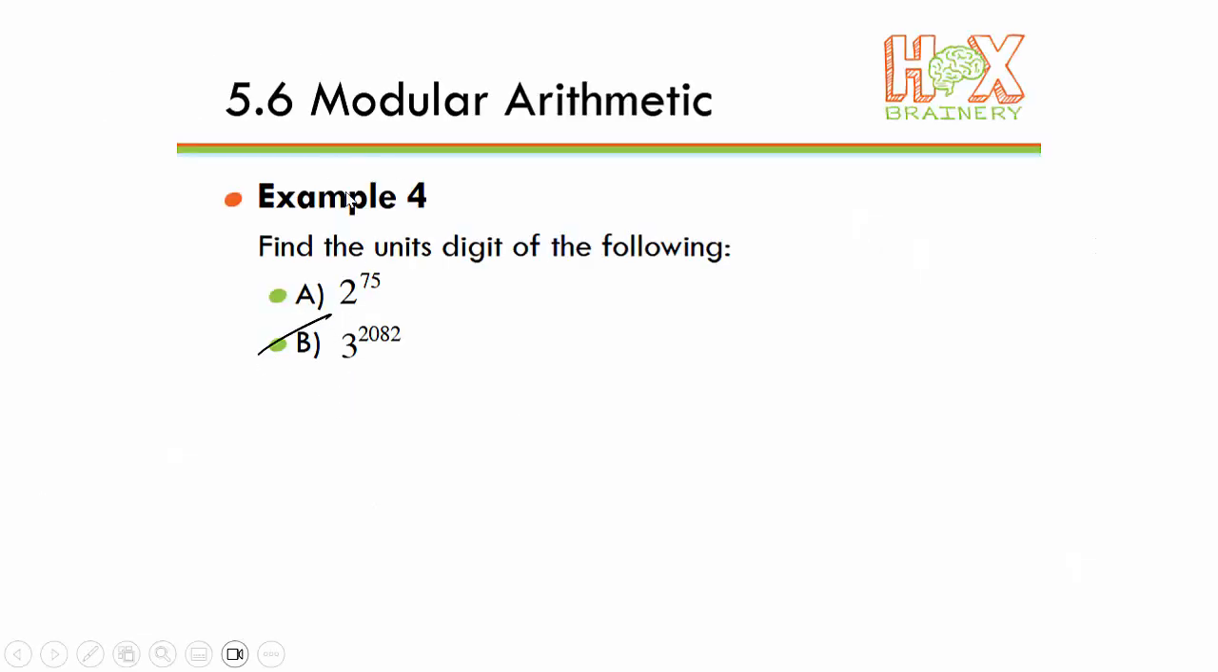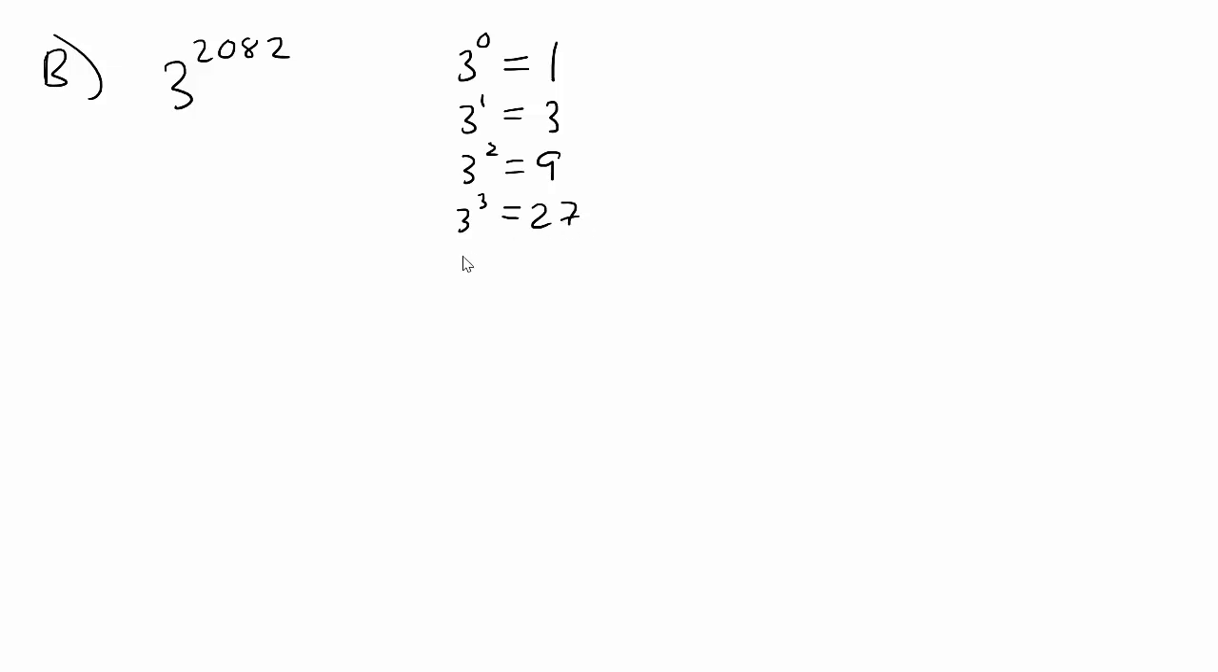All right, let's try part B. For part B, we have 3 to the 2082nd power. So you're going to go 3 to the 0, that's 1. 3 to the 1st, 3. 3 squared, 9. 3 cubed, 27. 3 to the 4th, 81. And there are your units aligned here. So you just stop until you have two of these numbers on the right with the same units.